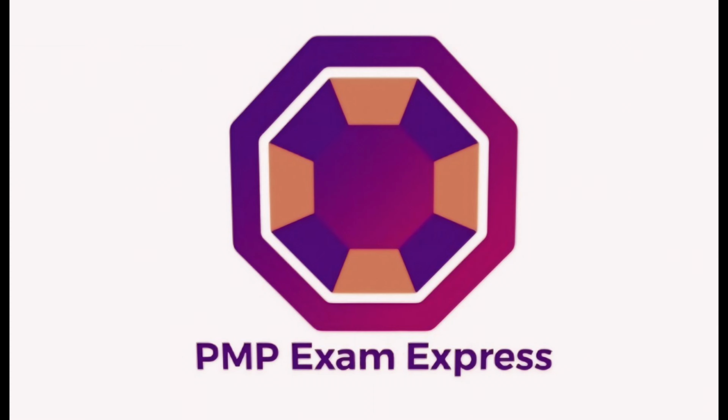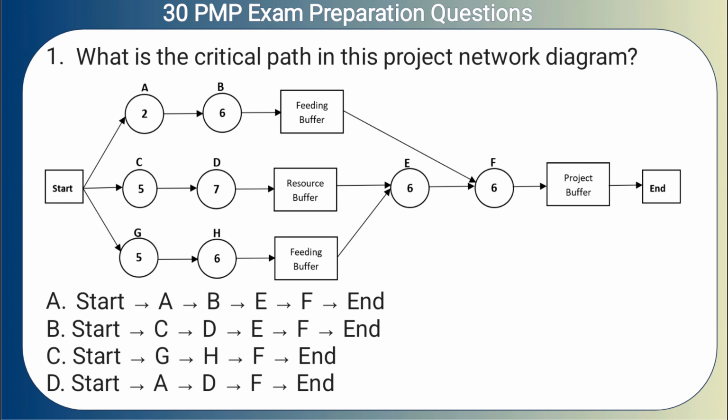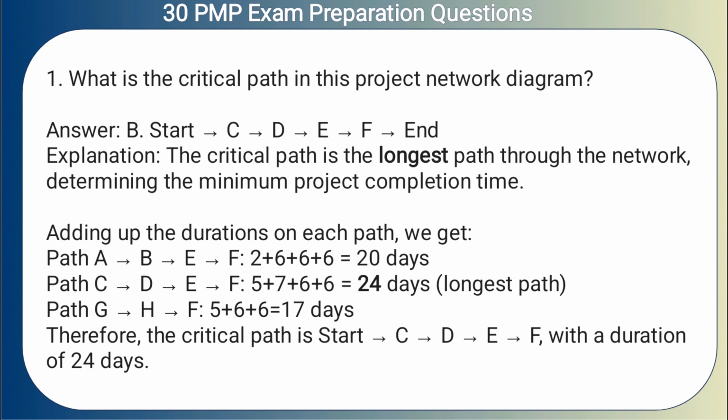Let's get into the questions. 1. What is the critical path in this project network diagram? Option A, Option B, Option C, or Option D? Answer: Option B. Explanation: the critical path is the longest path through the network, determining the minimum project completion time.